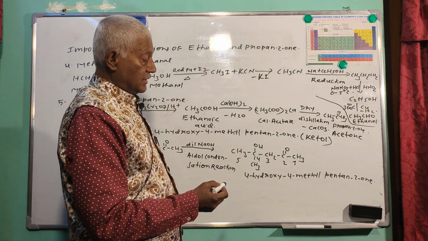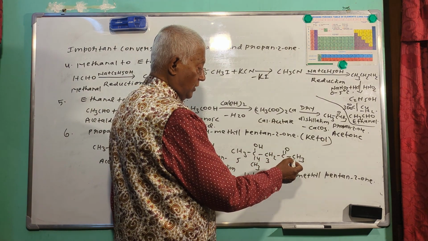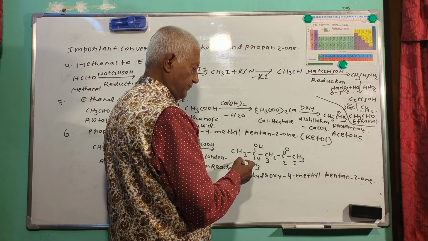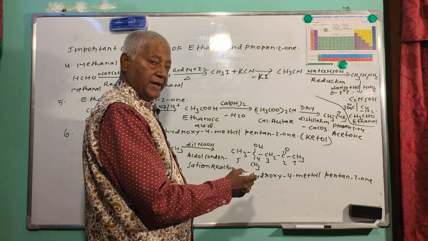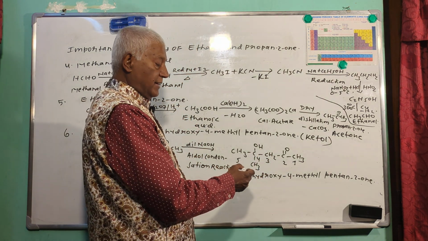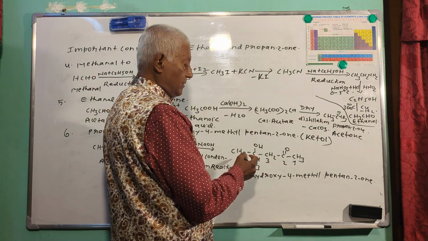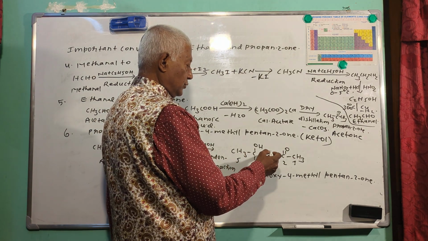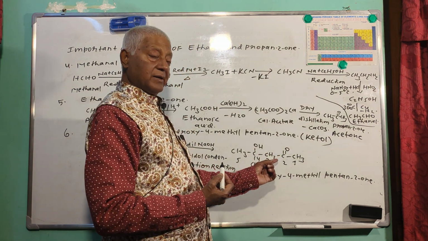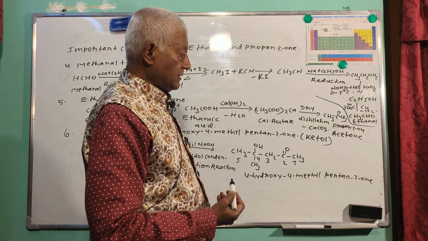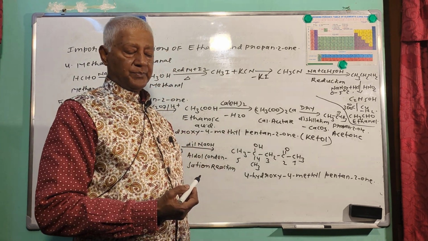And after aldol condensation, we get this product. So what is the name of this molecule? 1, 2, 3, 4, 5. The 4 position has hydroxy and the 4 position has methyl, and methyl is alphabetically first, so we can write 4-hydroxy-4-methyl. How many remaining carbons? 1, 2, 3, 4, 5, pentane. In which position is the keto group here? The 2 position. So we can write pentan-2-one. Yes. So practice at home.